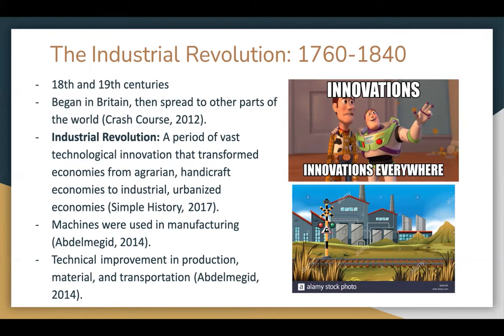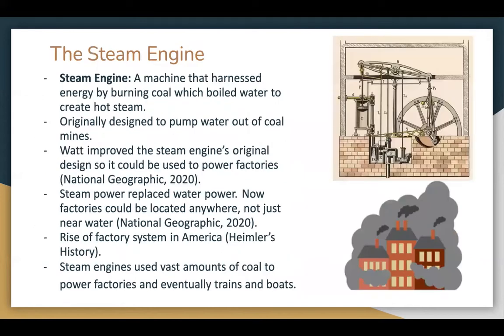There were crucial inventions made during the Industrial Revolution that made this period of advancement and innovation possible. For example, the steam engine was the most important invention from the Industrial Revolution. This invention was a machine that harnessed energy by burning coal, which boiled water to create hot steam. Coal is a fossil fuel and natural resource that was necessary for large-scale industrialization and was used as a source of energy for the steam engine to generate power.